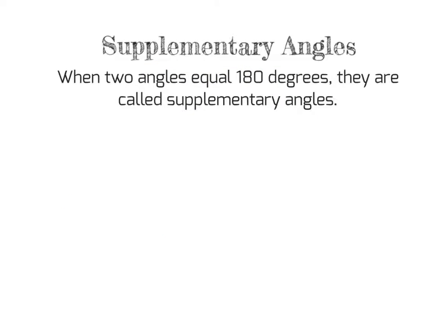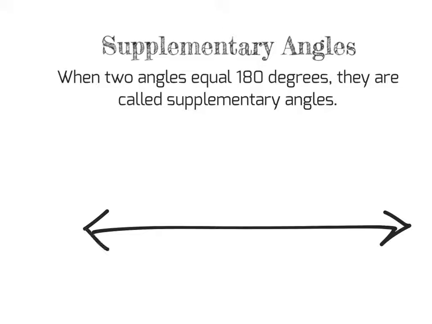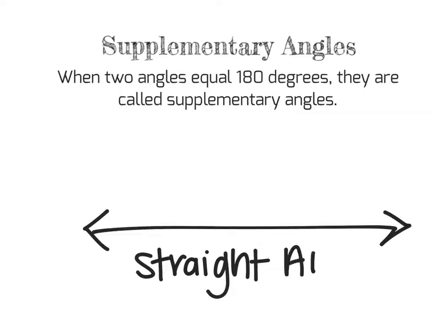The other type of angle we'll be looking at today is supplementary angles. These are when two angles equal 180 degrees. So they would be called supplementary angles. Well, I know already that a 180 degree angle looks something like this. And I know that it is called a straight angle, because straight angles equal 180 degrees. So two angles that equal 180 degrees.